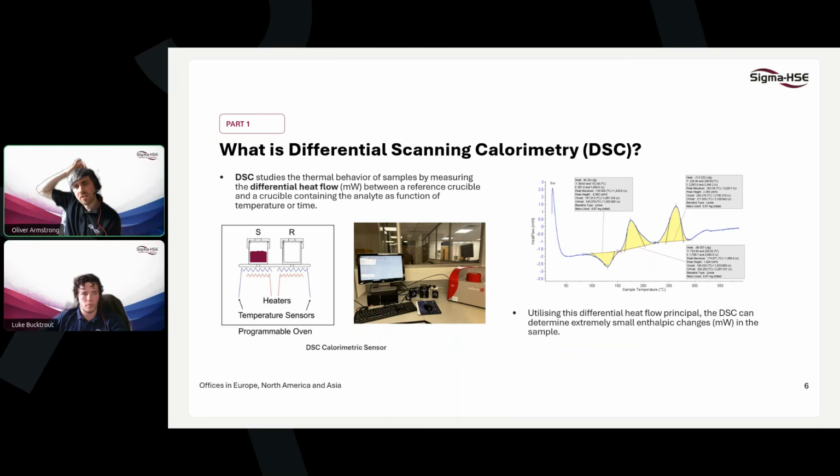Yeah, thanks, Luke. I've heard of a method sometimes affiliated with DSC being TGA. Does that work in a different manner?